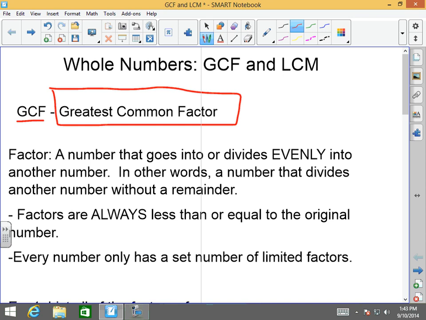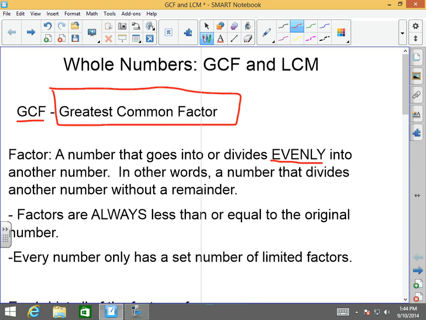Now the question may be, okay, that's great, Mr. Morrow, but what is a factor? Well, a factor is a number that goes into or divides evenly into another number. In other words, it's a number that divides another number without a remainder. So a factor is a number that divides evenly into another number without a remainder.